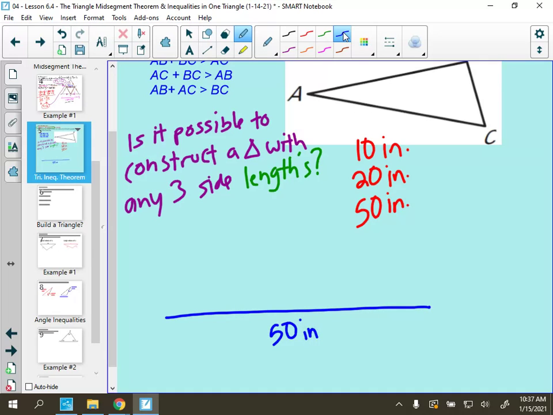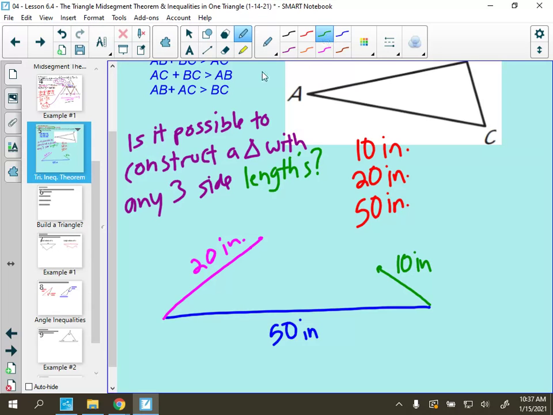The 50-inch segment. And then, less than half of it, the 20-inch segment we can put here. I'm trying to be somewhat accurate with my picture. That looks like just under half of the 50. And all right, where am I going to attach my third one? I'll attach it right here, a fifth of the length of the way, I guess. 10 inches.